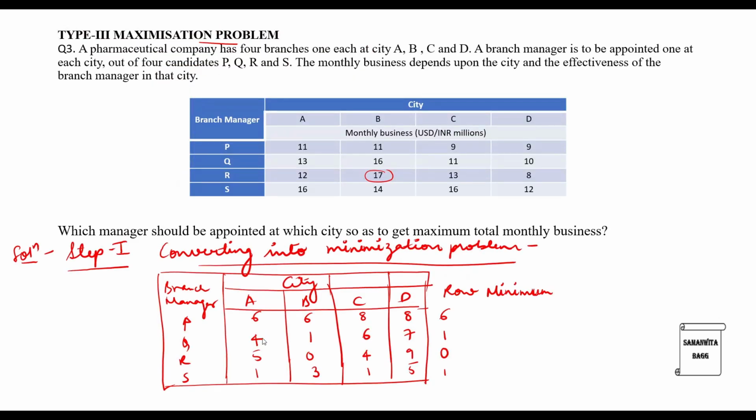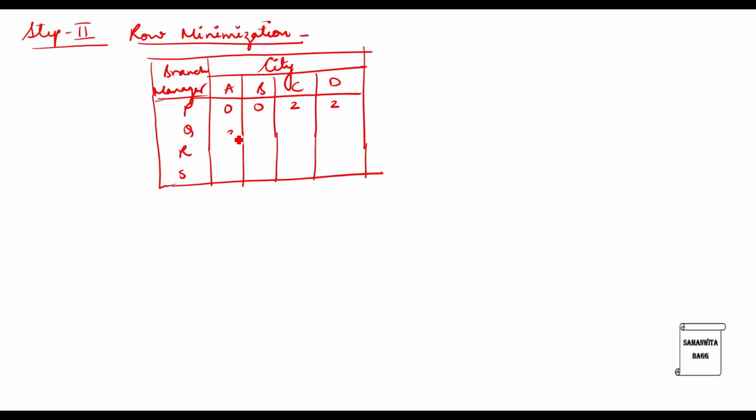For the second row, it is 4 minus 1, 1 minus 1, 6 minus 1 and 7 minus 1. And accordingly, I will subtract for each row the corresponding row minimum value. So we have calculated. Now you can check. Each row should have at least 1 zero. It is correct. We will also do a small column scanning at this stage.